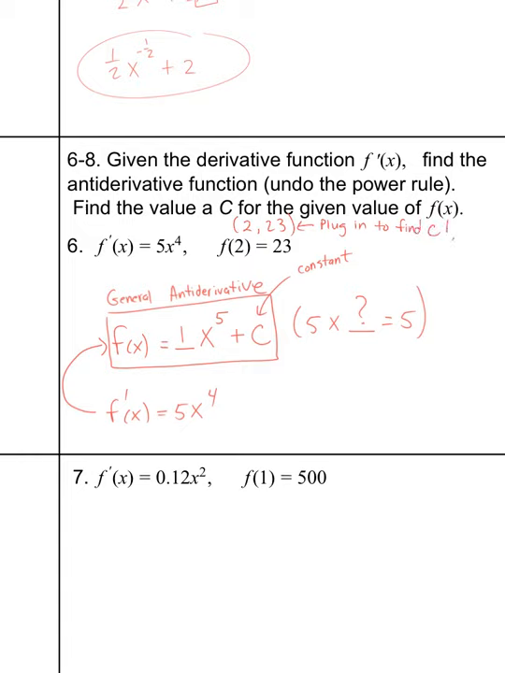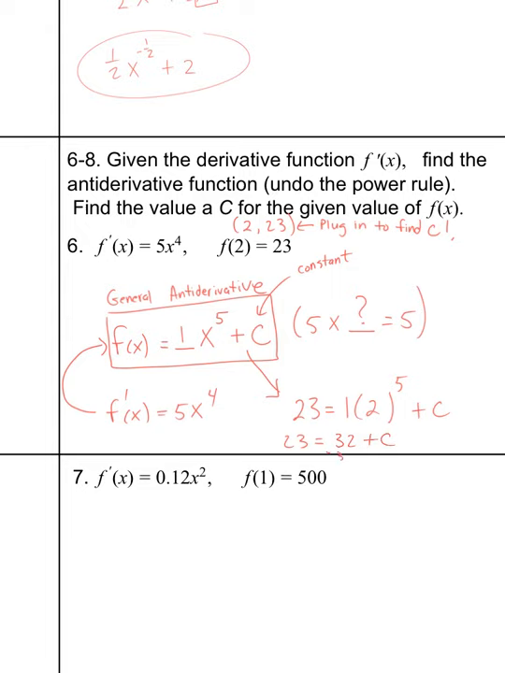Okay, so I'm going to go over here. For y, f of x, I'm going to plug in 23. So 23 is equal to 1x to the 5th plus c. But instead of x, I'm going to put in 2. All right, now I just solve for c. 23 is equal to 2 to the 5th, which is 32. So that gives me 32 plus c.